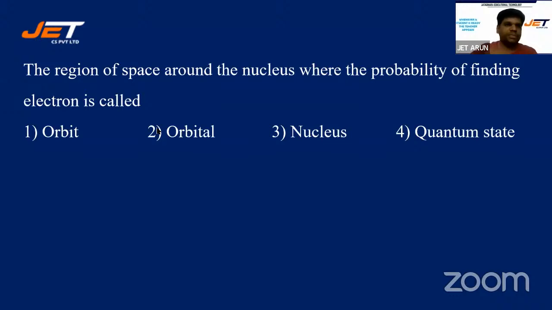Orbit is a precise trajectory, students, but we have to know that electrons do not move in precise trajectories.